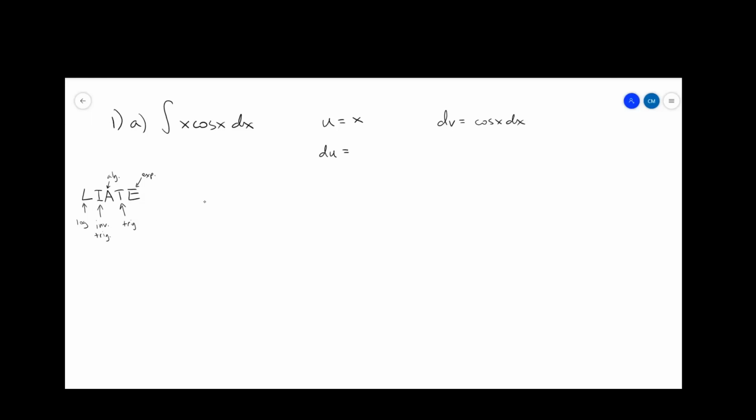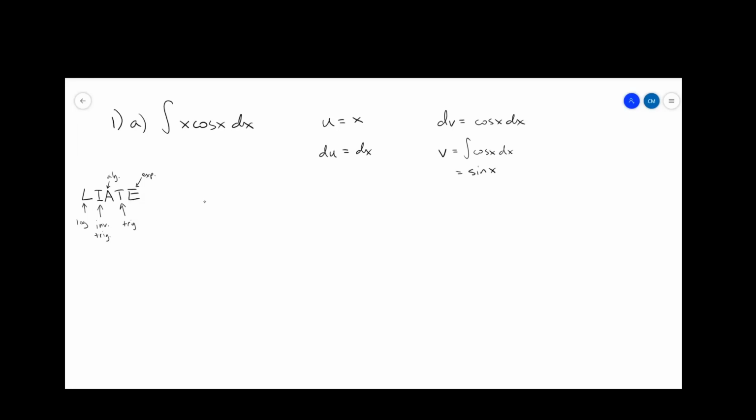So du is simply the derivative of u, so that's just dx. v is the antiderivative, because this is dv, right? So that's like the derivative already, and we have to find the antiderivative. So basically, this is how you find v. You have to integrate dv. And what is that? In this case, that should be just sine x. So v is sine x. Okay, now that we have identified all of these things, we put them into the parts formula.